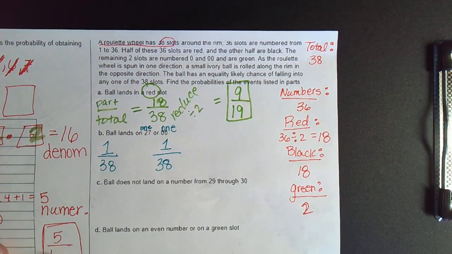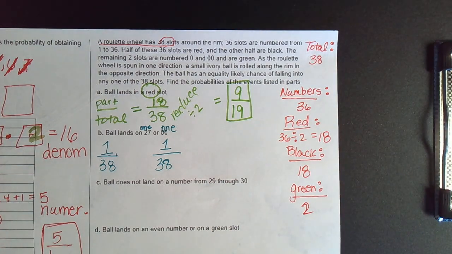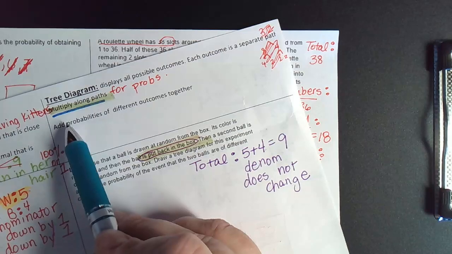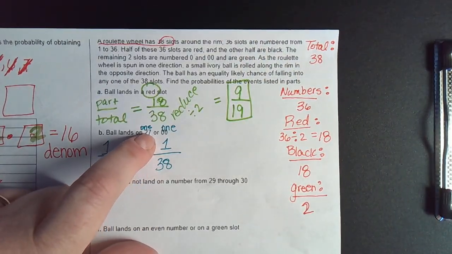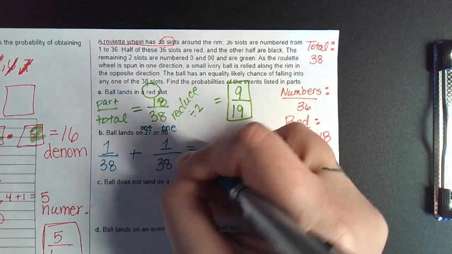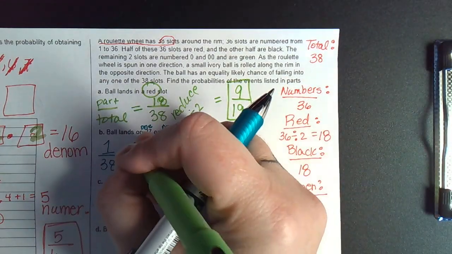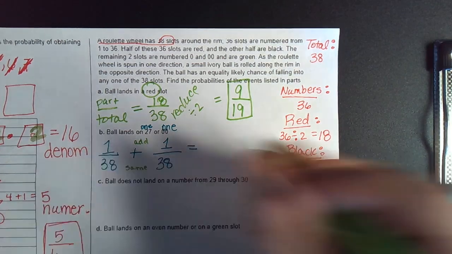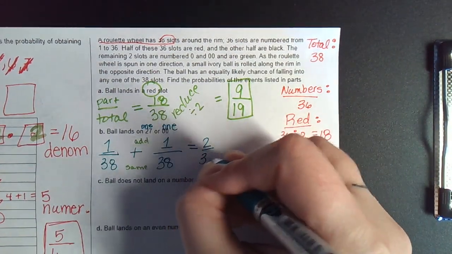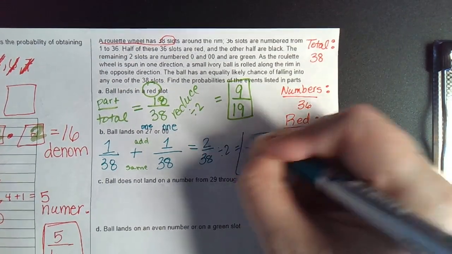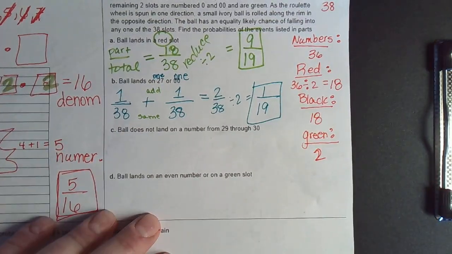Okay, and remember when we were doing that tree diagram hoopla, that very first page of notes, it says add probabilities of different outcomes together. So these are different outcomes: the outcome for 27, the outcome for 00. Now we're going to add their probabilities together. And when you add probabilities, you add the top, and the bottoms must be kept the same. So we have 2 over 38. I think you can divide by 2, and it makes 1 over 19. Huzzah!